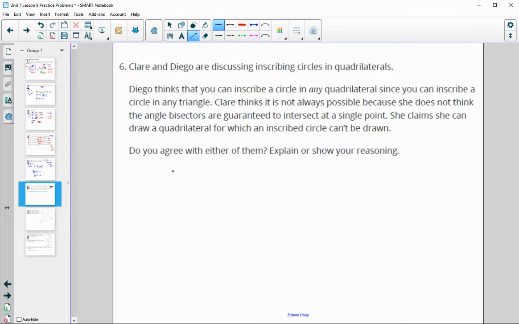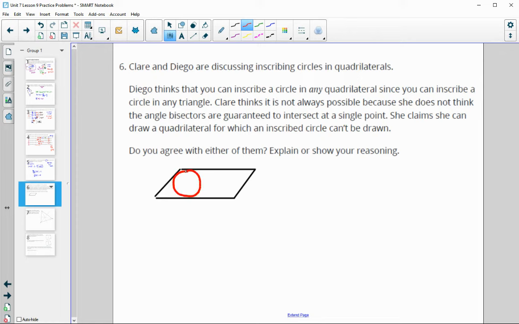And so to me, I'm saying no, I don't think that's possible. And so then I want to draw a picture where I can show that it wouldn't work. So draw any quadrilateral that you can't get an inscribed circle to hit all the sides. And so if we do this, the circle is not going to extend long enough to hit both of these sides at the same time. So this would be a counterexample that would prove that Claire's thinking is correct.